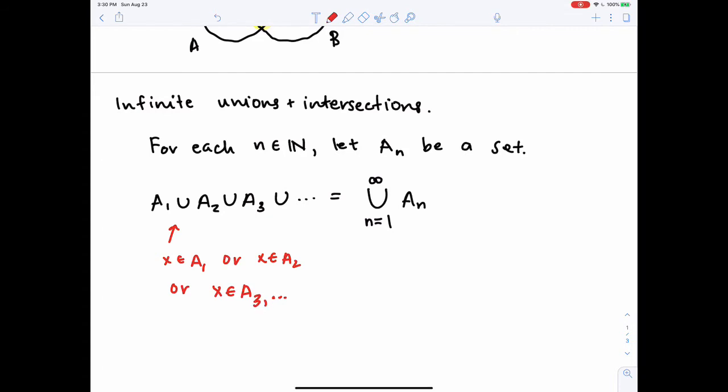So instead, we want to come up with a different way to say what it means for x to be in the union. So take a moment and think, how might you quantify x? What's another way to say that x is in A1 or x is in A2 or x is in A3?